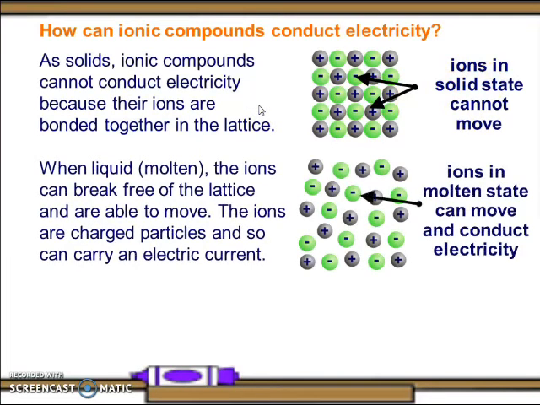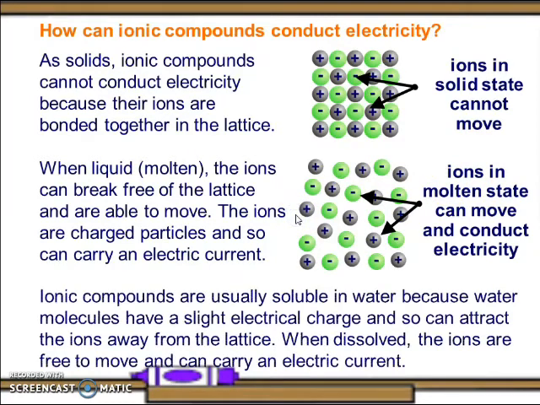When liquid or molten, the ions can break free of the lattice and are able to move. The ions are charged particles and so can carry an electric charge. Ions in molten state can move and conduct electricity. Ionic compounds are usually soluble in water because water molecules have a slight electrical charge and so can attract the ions away from the lattice. When dissolved, the ions are free to move and can carry an electric charge.